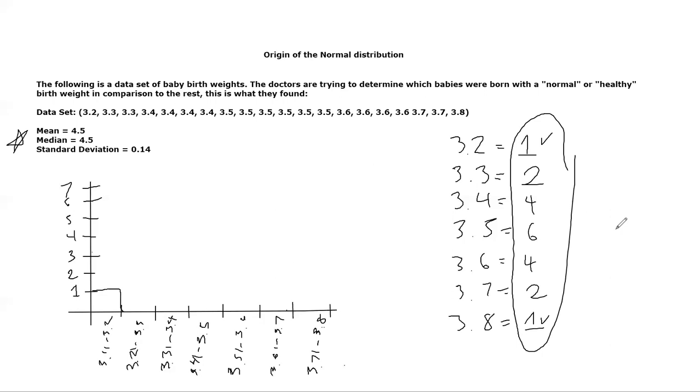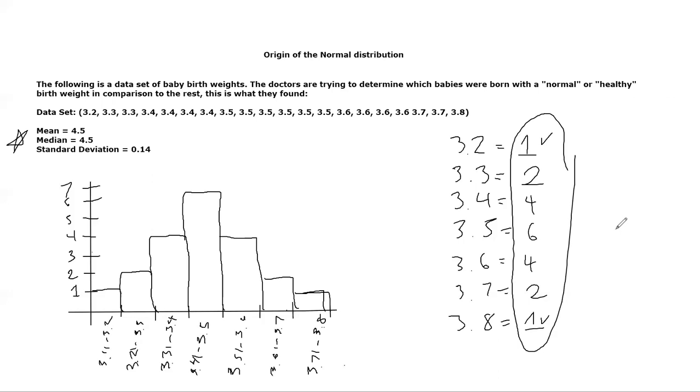Then we're going to do a histogram. 3.3, there's 2 babies, right? So from 3.3, the next section, 3.4 is 4 babies. 3.5 is up to 6 babies are born with that weight. 3.6 is 4, 2, and roughly 1. Do you notice anything about this, the shape that this histogram makes?